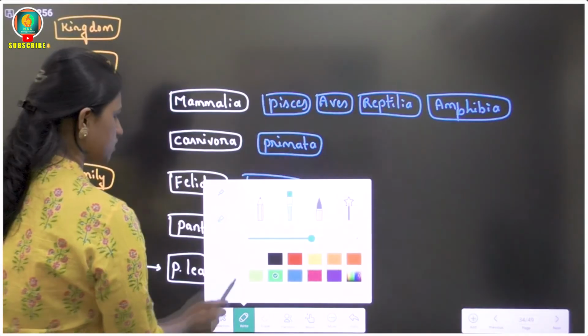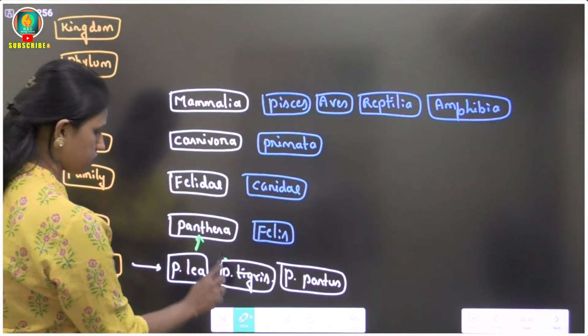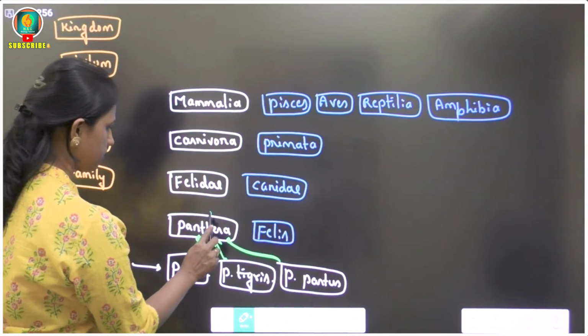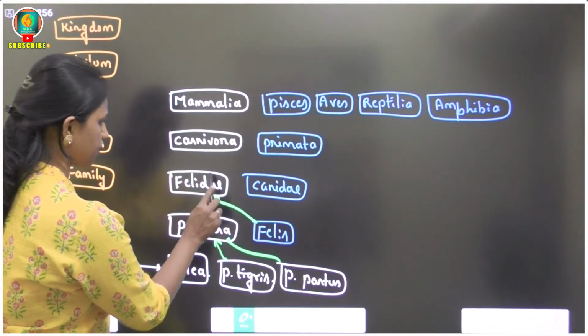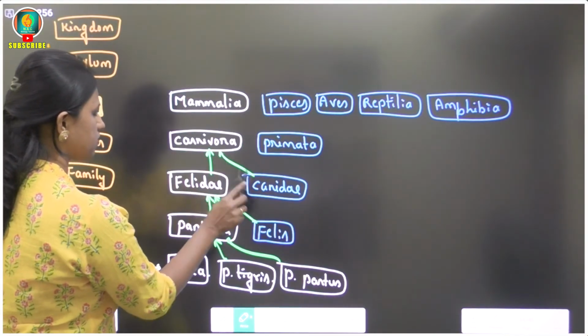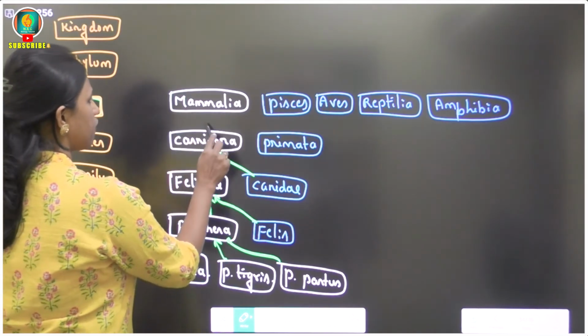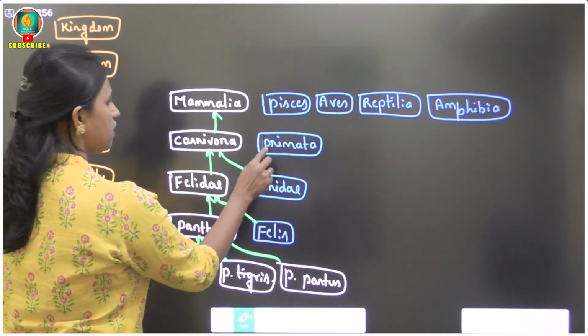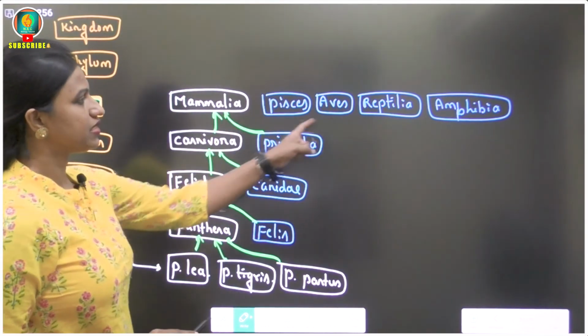Yes, up to this much we have learnt now. So this belongs to the same family, whereas this belongs to the same family. The Carnivora order includes Felidae and Canidae, whereas Carnivora and Primata come under Mammalia, but these are different.